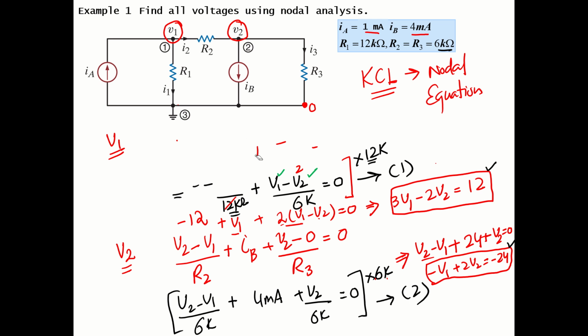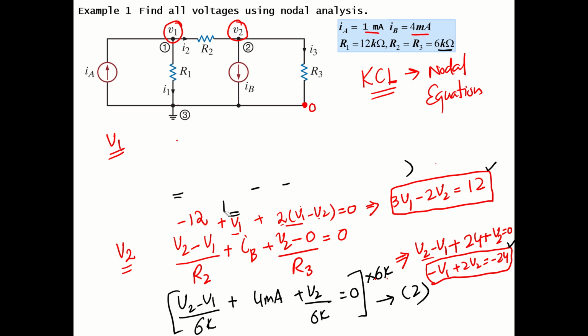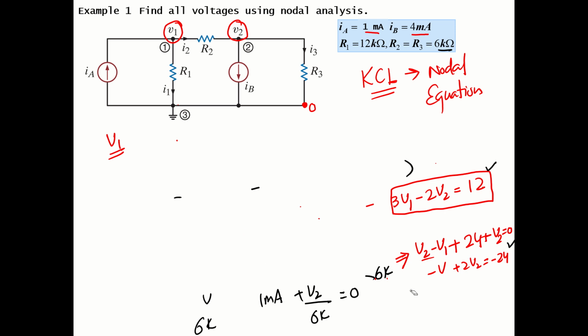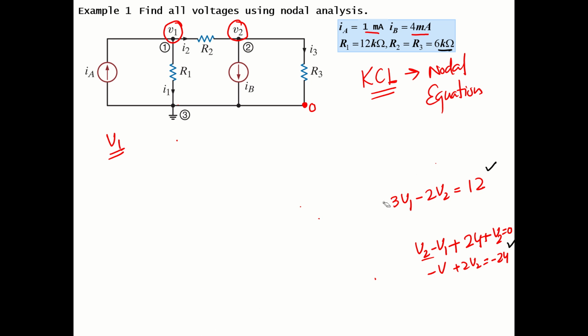Okay, so now let's try to simplify these two equations for our further analysis, that how we can get the actual desired voltages across the nodes of our circuit. So I'm going to use these final forms of the equations. So let me just rewrite them here. So we have basically 3v1 here.